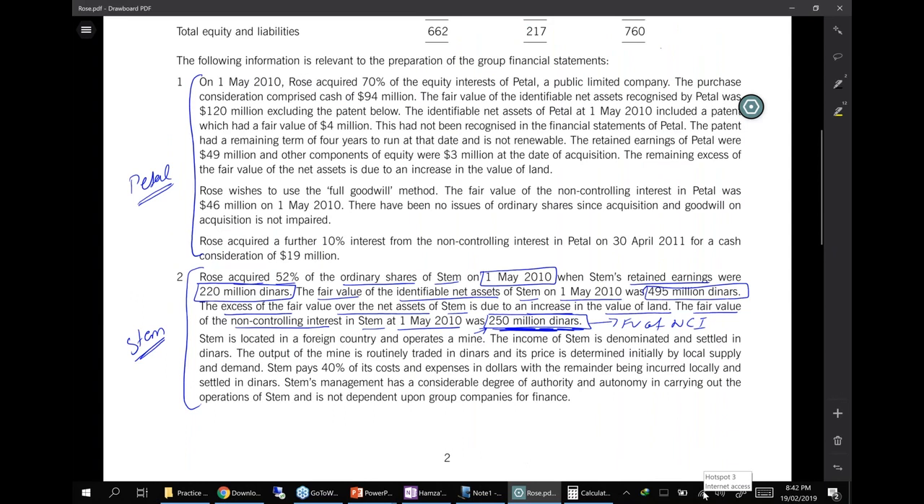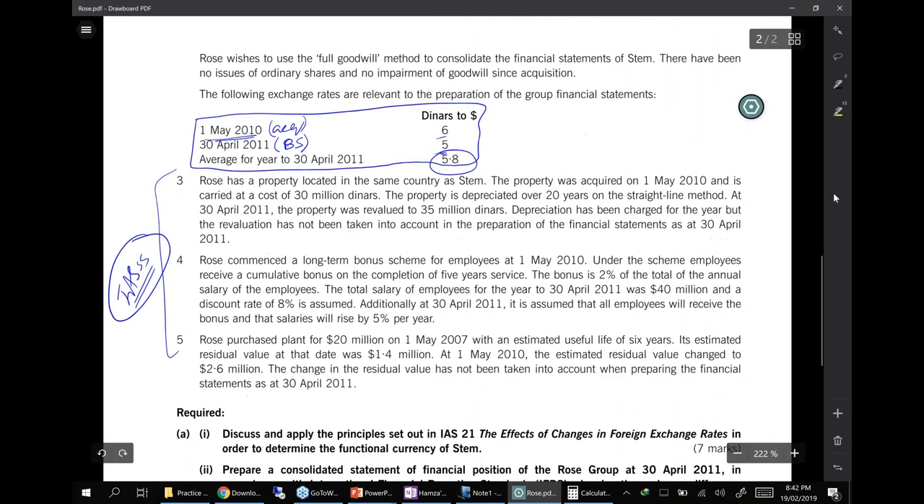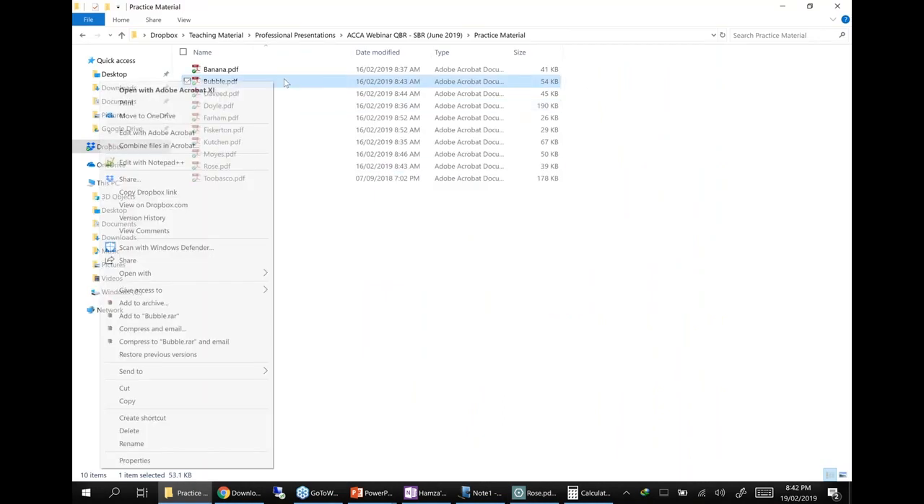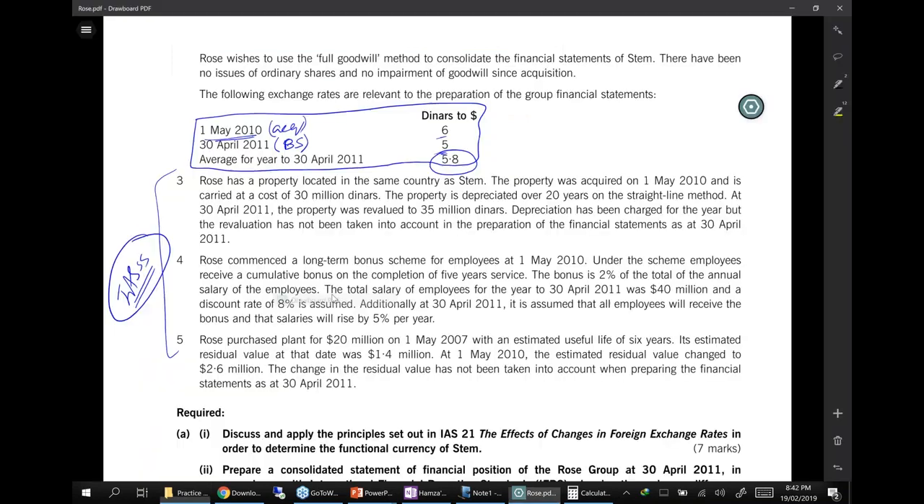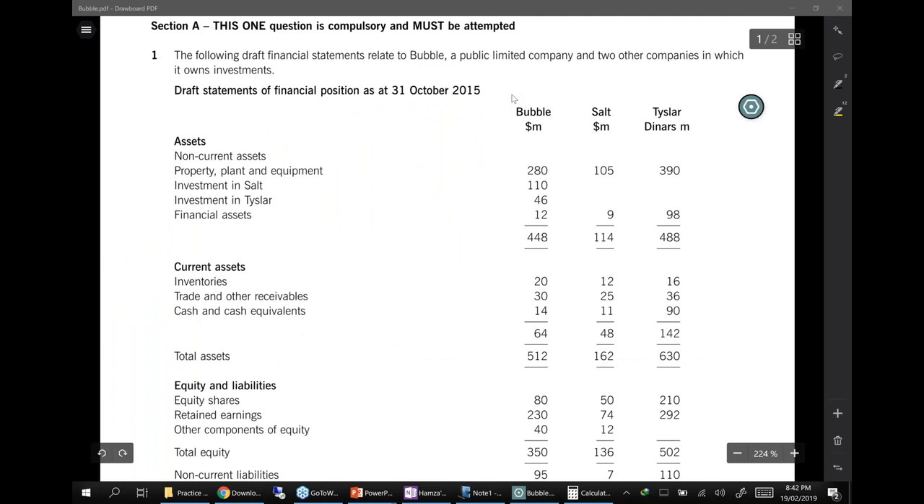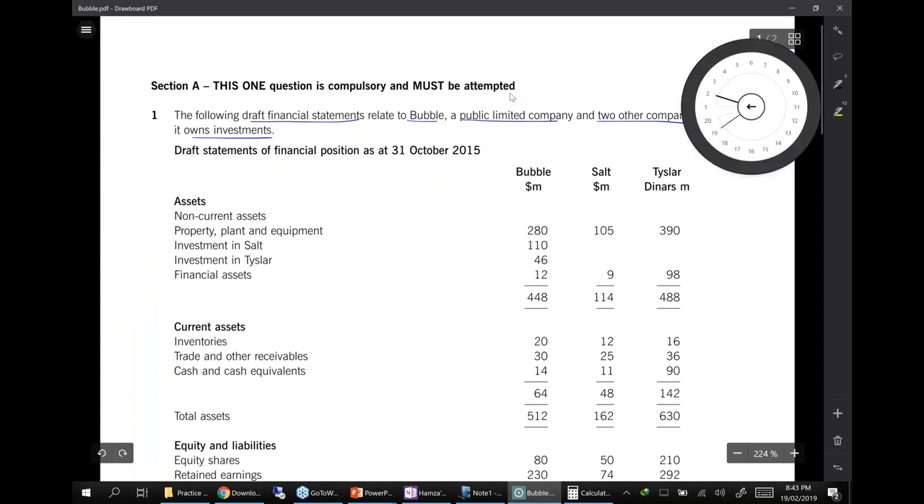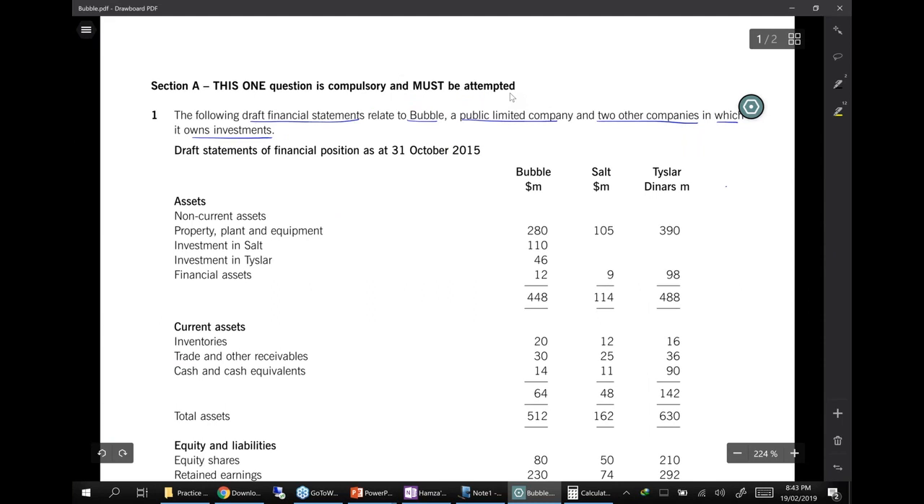Okay, so let me open the next question, which is going to be Bubble. Now Bubble is comparatively a bit more difficult because in this we are going to have some goodwill impairment as well. Let's see, the question says that the following draft financial statements relate to Bubble, a public limited company, and the two other companies in which it owns investments. So now we have Bubble in $1 million, Salt in $1 million, and T in million dinars, sorry.